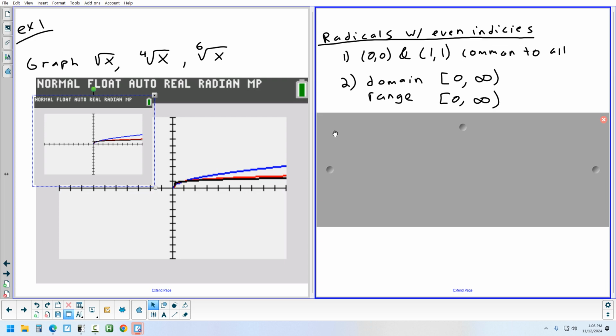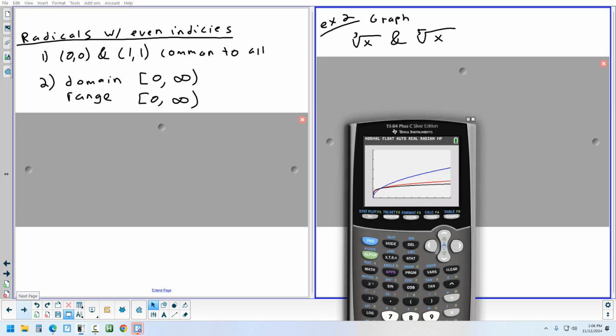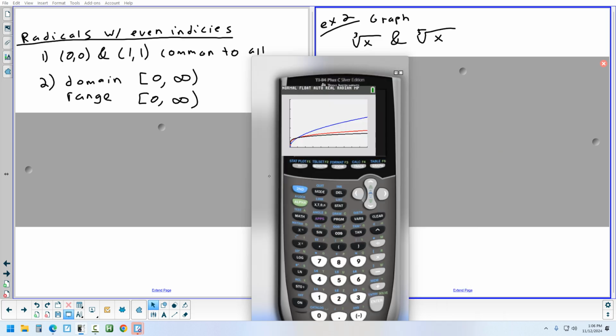Okay. So there's a few different things with even roots. What's the other kind of root we could look at? Yeah, let's look at an odd one. Wait, can you go back just 1 second? What was the 0, 0 and 1, 1 common to all? Those are two coordinates that they all pass through. Oh. They all pass through the origin, and they all pass through the point 1, 1. Yep. Okay, let's do a 3rd root and a 5th root.